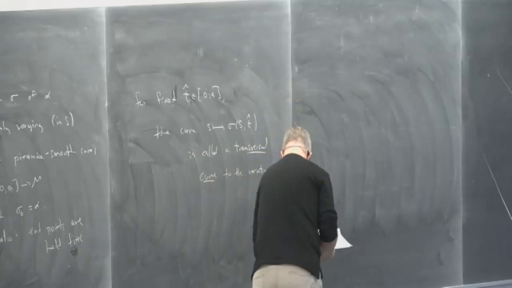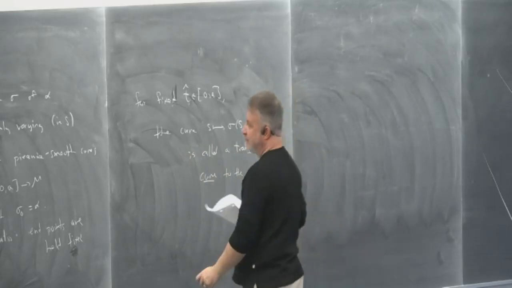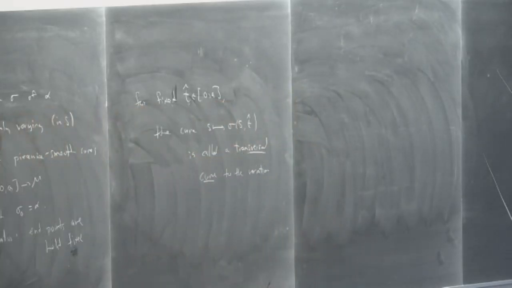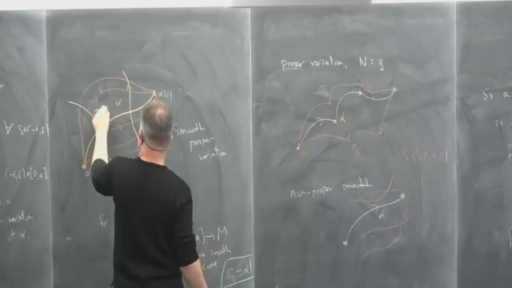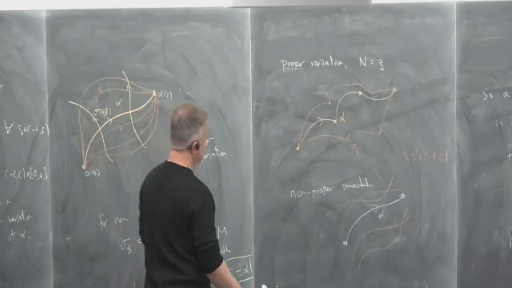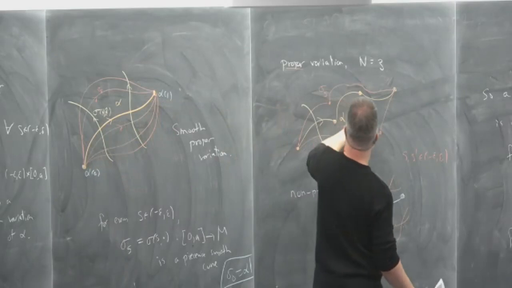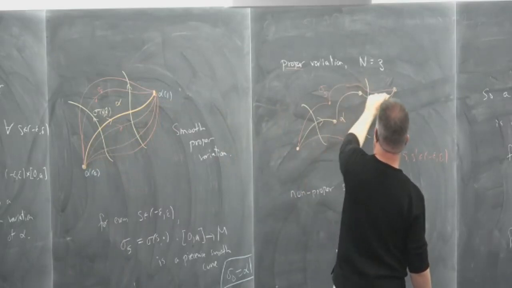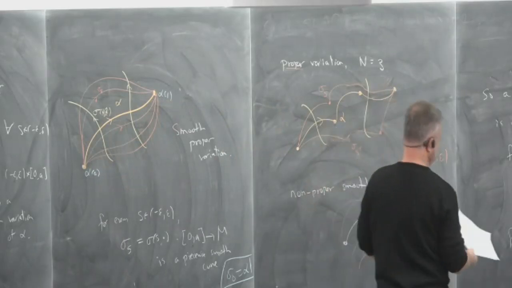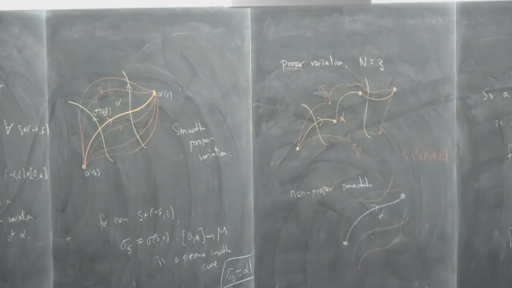So let's see if I can draw some pictures of that. Go back to our pictures here. Maybe something like this, right? These are sigma of s, sigma dot of some fixed value of t. And these are transversal curves. And you can see that for a proper variation, the transversal curves at t equals 0 and t equals a are just constant curves. Okay.